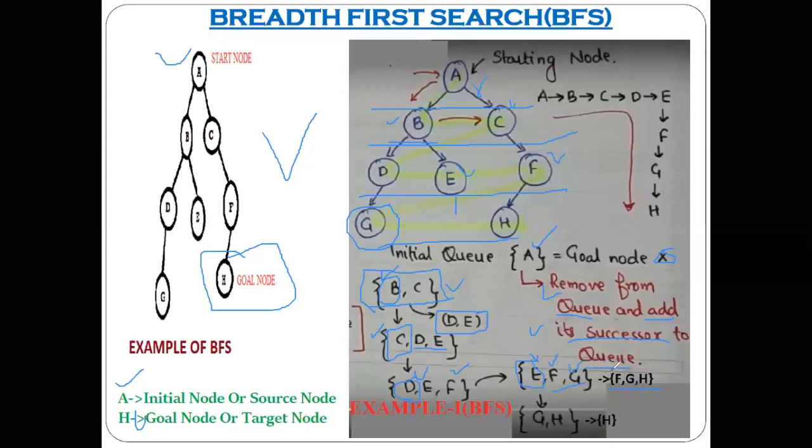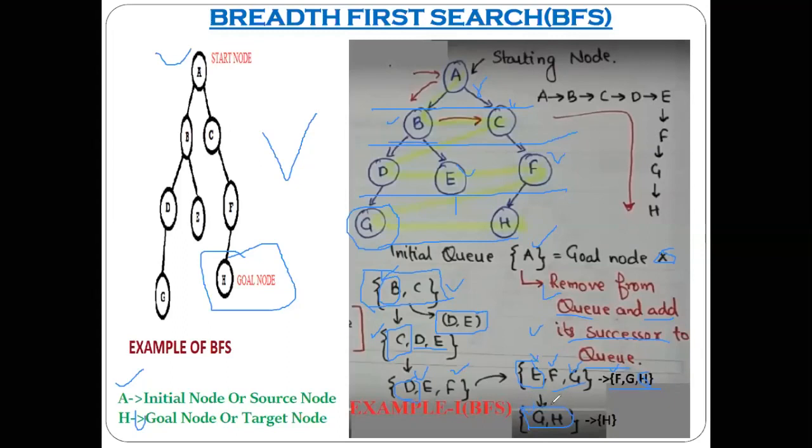Whether F is our goal node? No. So you remove it, and at the same time H will get added. So after you remove F, your queue will be like this. Yes, sir. Now, which is the first element of the queue? G. Whether G is your goal node?